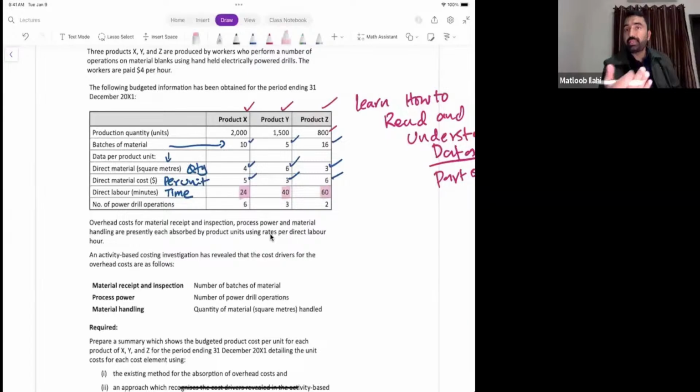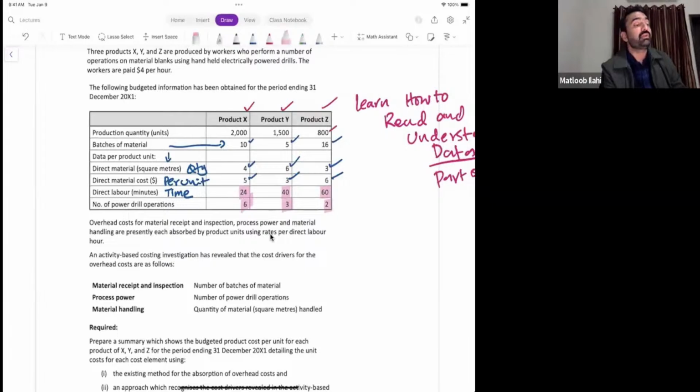Number of power drill operations. Number of power drill operations per unit data: 6, 3, and 2. All right, so this is the data you are provided.